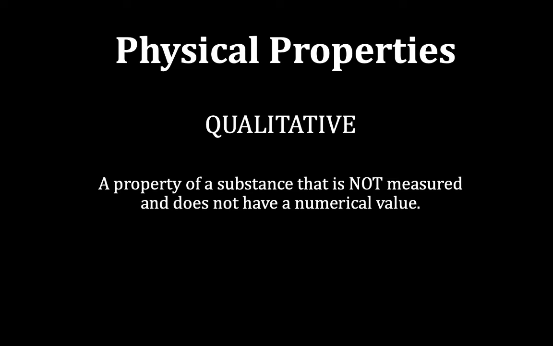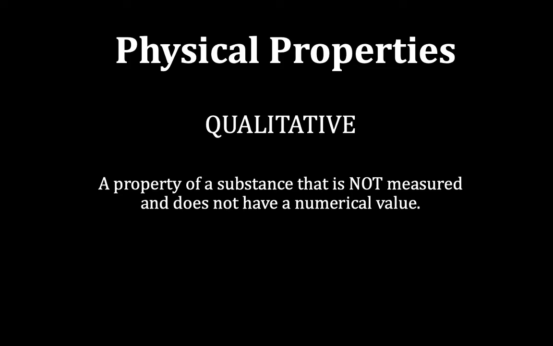So let's take a look at qualitative physical properties first. Like I said, a qualitative physical property is a property of a substance that is not measured and does not have a numerical value. So you are simply using words to describe the substance. If you look at that pencil case and you see that it's red, you're using words to describe it. So that would be a qualitative physical property.